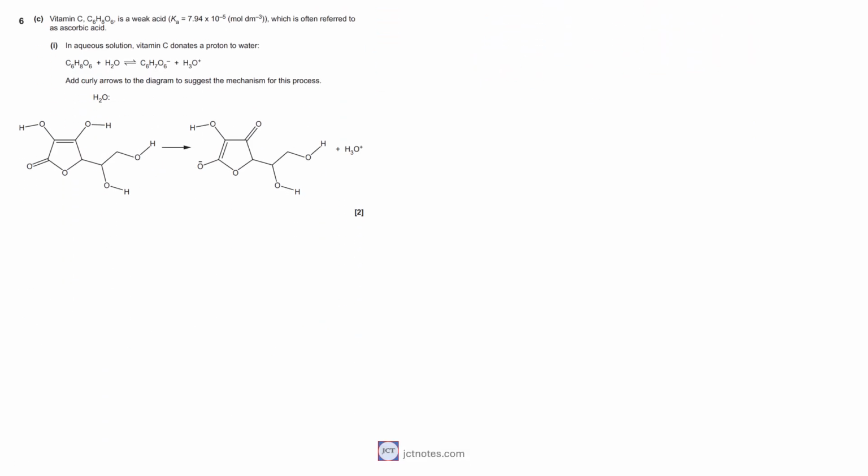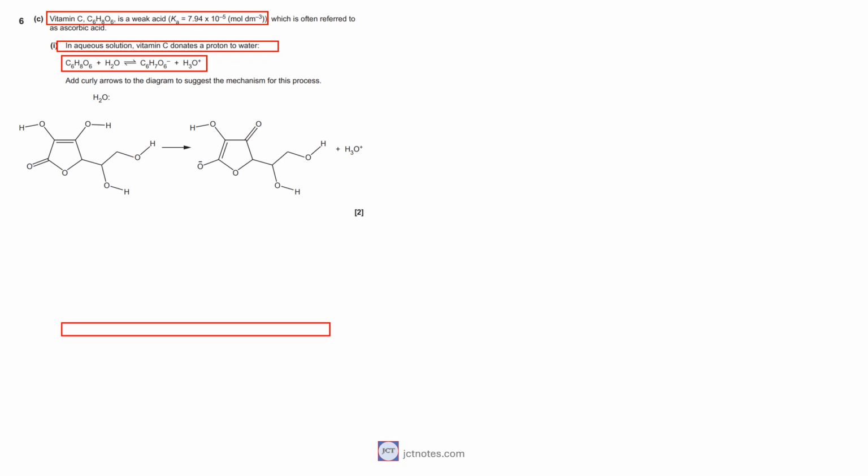In part C of question 6, we are provided with the statement that the vitamin C is a weak acid and its acid dissociation constant is provided. This part has 2 questions. In the first question, we are given the reaction of protonation of water by the vitamin C and we are asked to add curly arrows to the mechanism provided for this process.